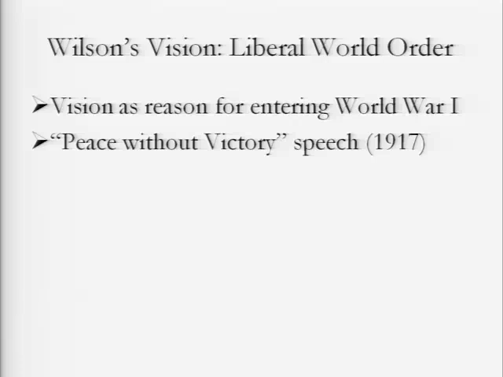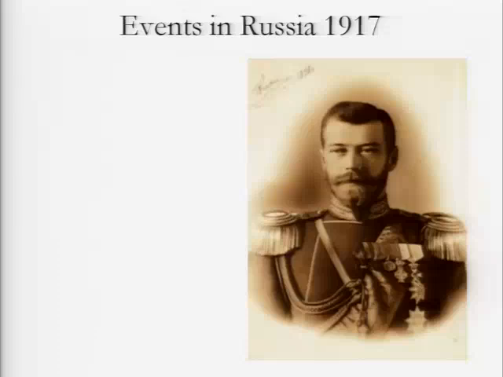So if you want to implement this vision, you're going to have to get involved in the war. Okay? Now all of this stuff is kind of circulating in his head when something really important happens in Russia. This is the very famous Russian Revolution, which takes place in 1917. Now this guy here is the Tsar of Russia, Nicholas II. This is of the famous Romanov family.